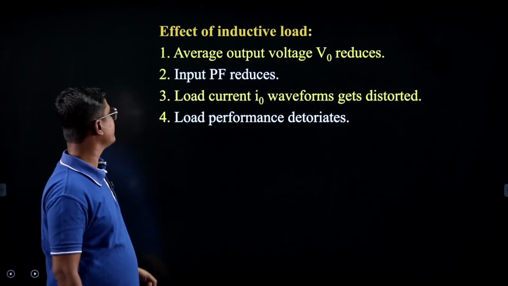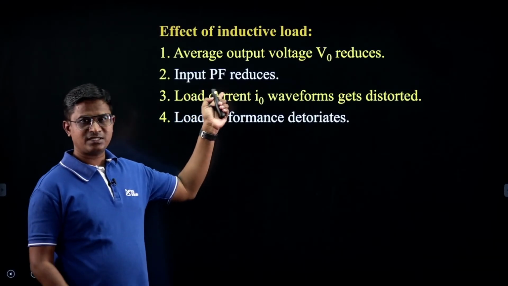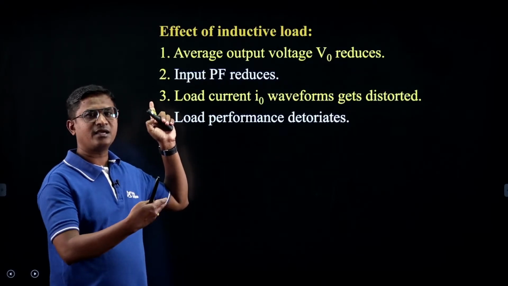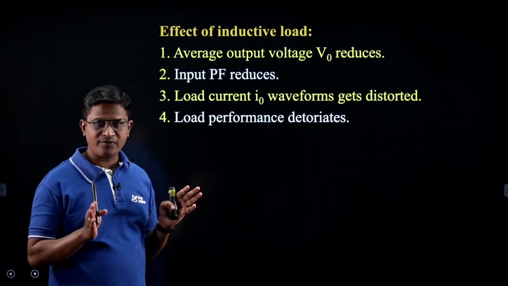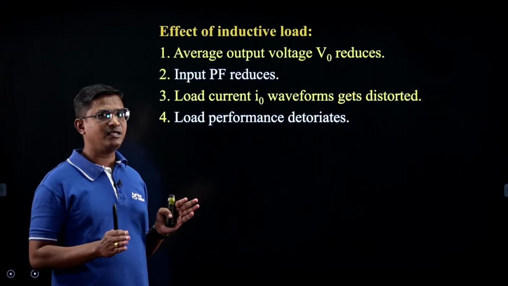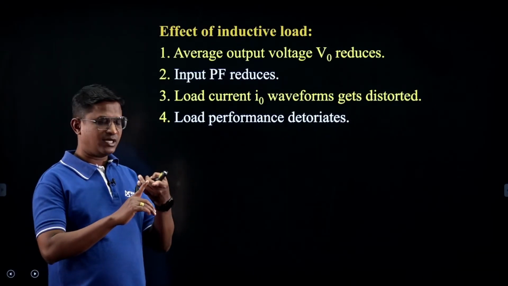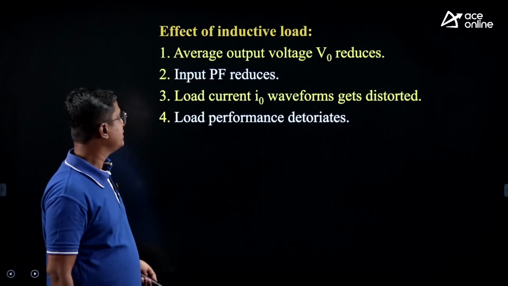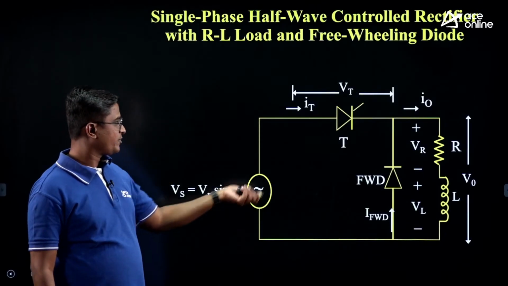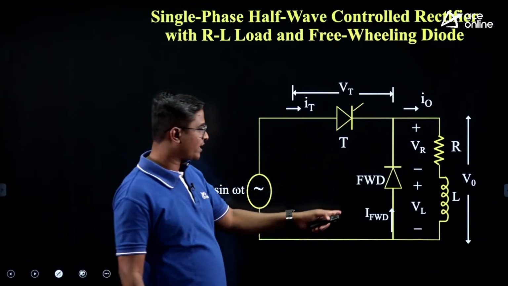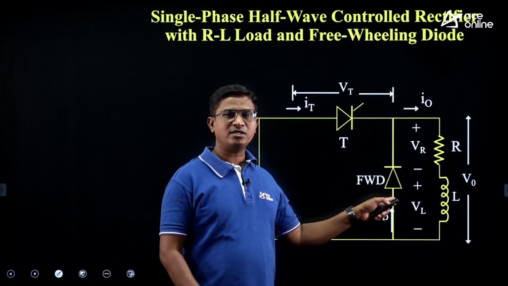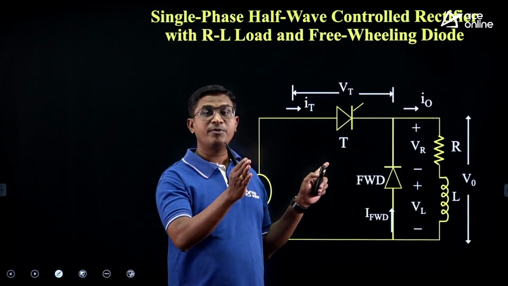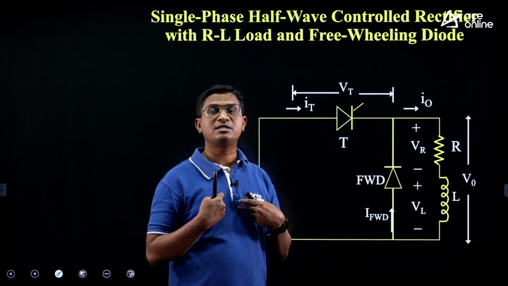Next, input power factor reduces. It is related to the input power factor for RL and RLE load. For finding the input power factor, if the load is RL or RLE, we use the expression with distortion factor and displacement power factor. Anyway, this is RL load with freewheeling diode. Why do we connect the freewheeling diode here? Because without the freewheeling diode, my output voltage has a small negative pulse, and because of that the load voltage decreases.